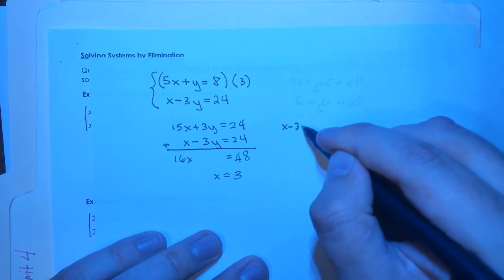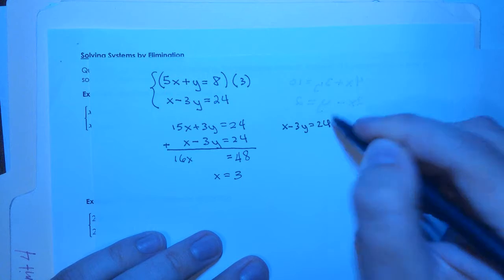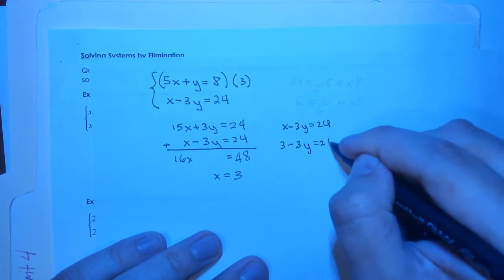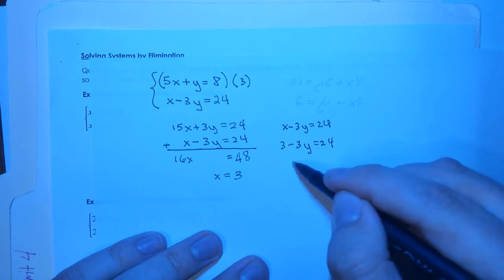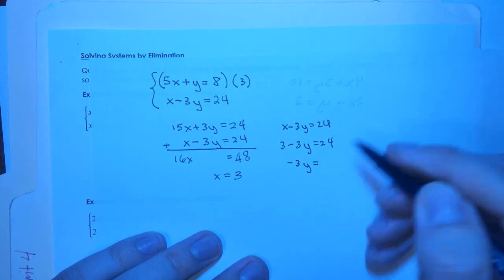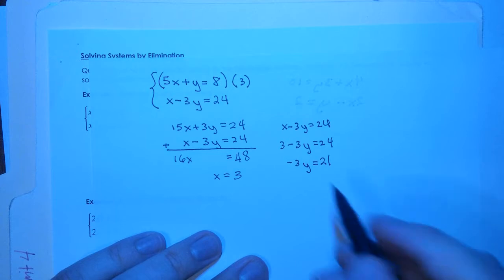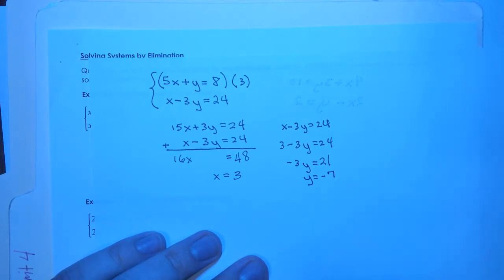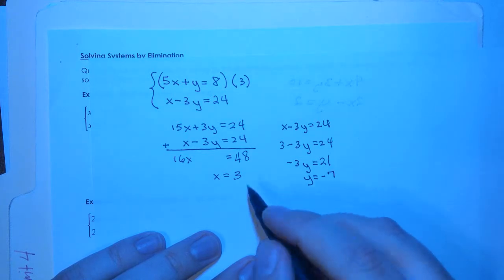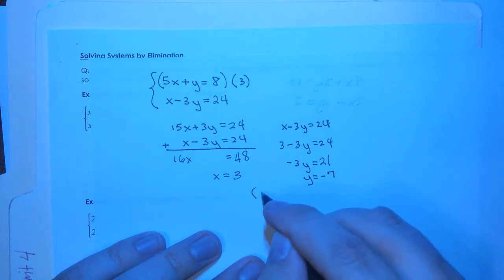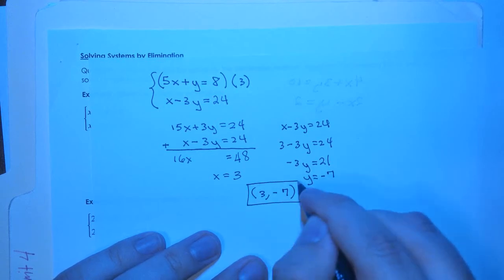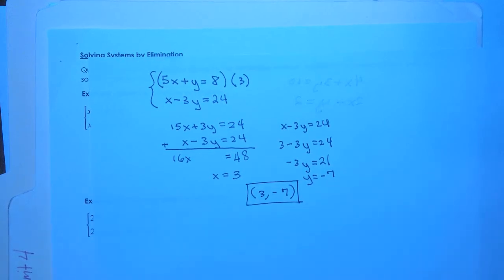So I have x minus 3y is equal to 24, but we now know that x is 3. So 3 minus 3y is equal to 24. If I subtract 3 from both sides of this equation, I will have negative 3y is equal to 21. Dividing both sides by negative 3 tells me that y must be negative 7. So the solution to this system of equations is the ordered pair 3, negative 7. For linear systems, this works rather well.